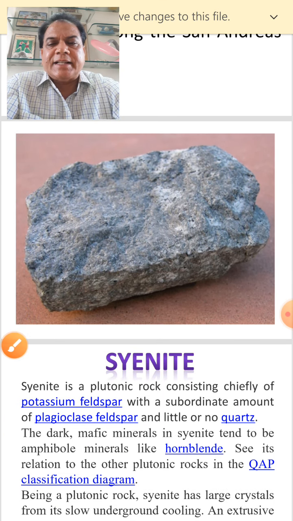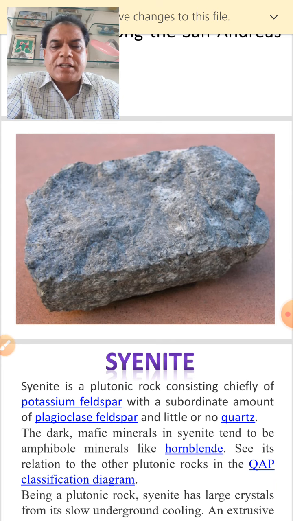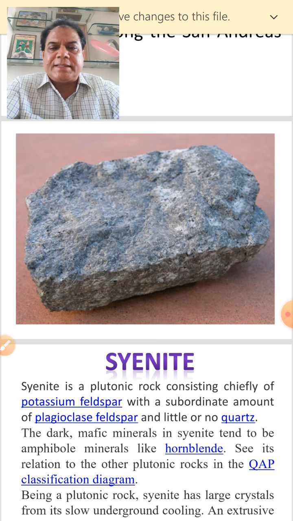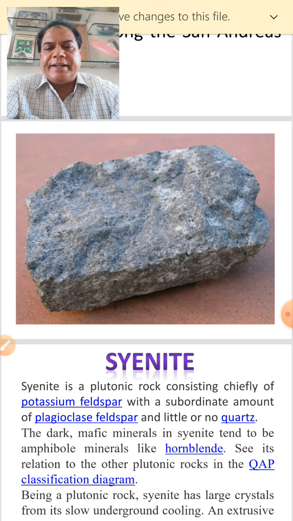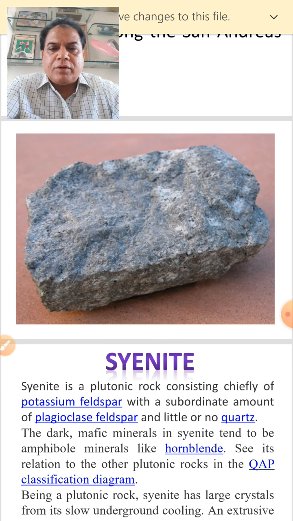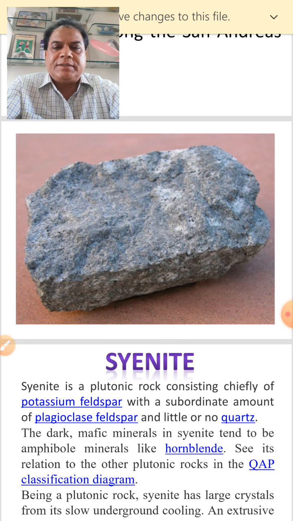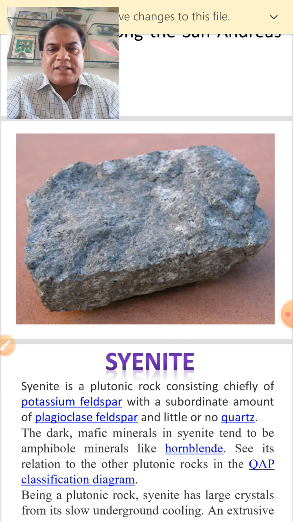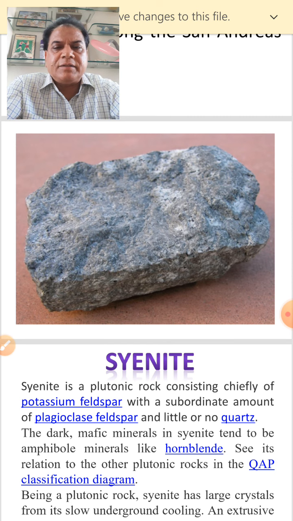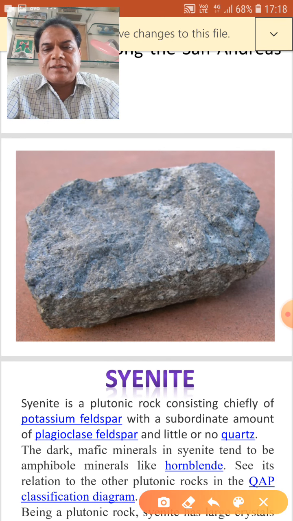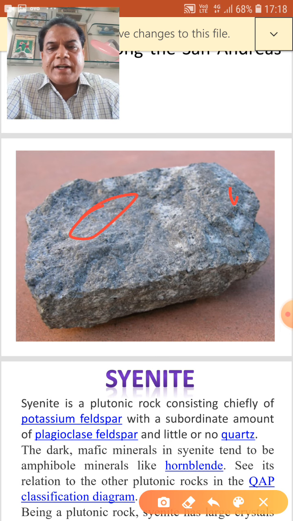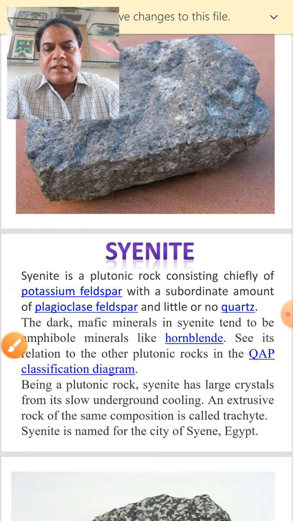Now this is syenite. Syenite is a plutonic rock consisting chiefly of potassium feldspar with a subordinate amount of plagioclase and quartz, little quartz you can say. The volcanic equivalent of syenite is trachyte. So when we move from granite toward gabbro, the mafic minerals increase, and hence this is darker than the granite, the black color. You can observe this part. The mafic content increases, and this is again a syenite rock.